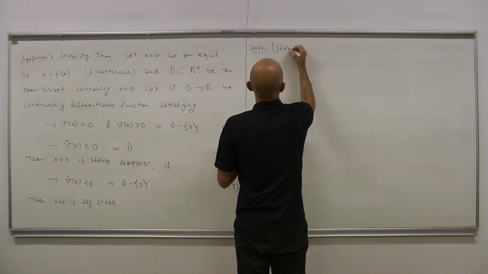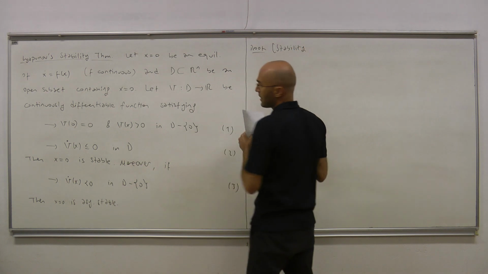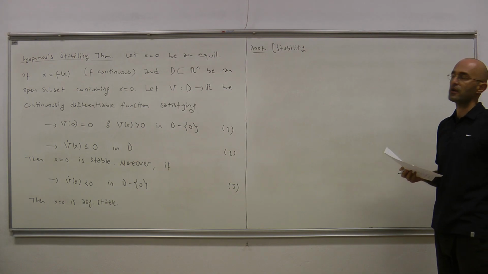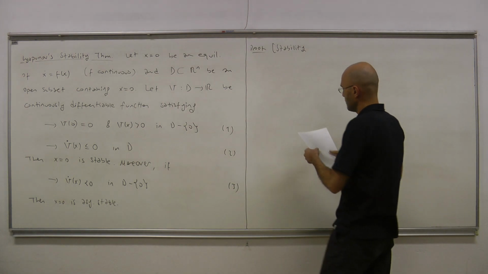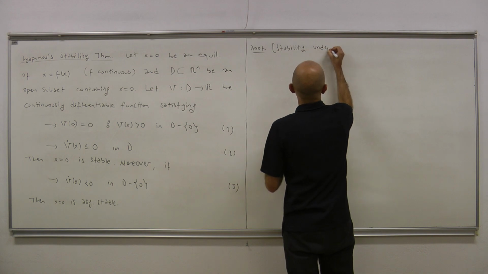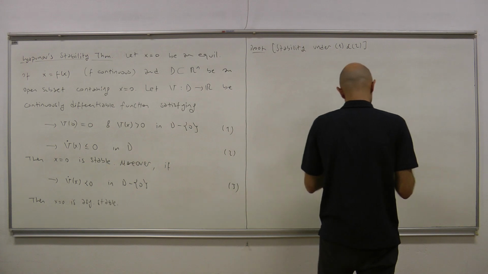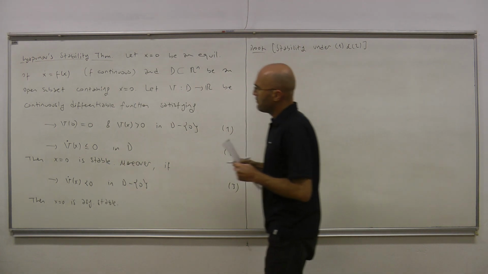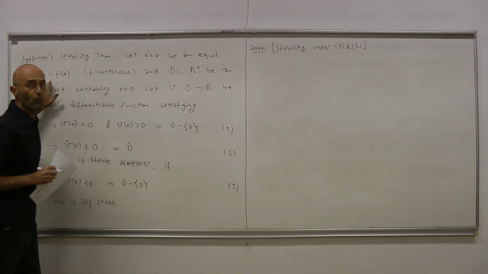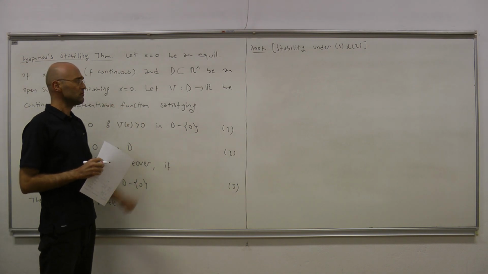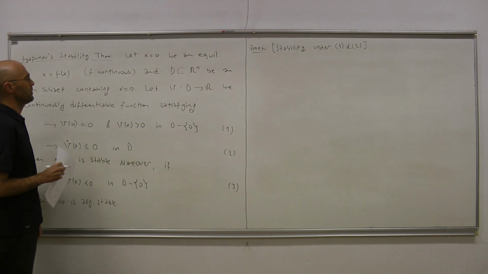Let's first talk about stability, and in the second half we can extend our analysis to the asymptotic stability case. Stability under the conditions 1 and 2. Now, the definition of stability of an equilibrium point was the following. You give me any epsilon, a positive number.